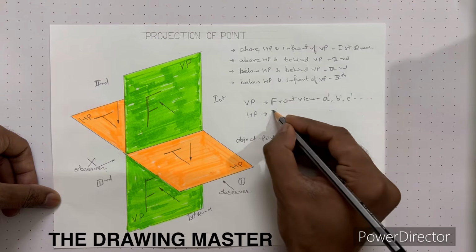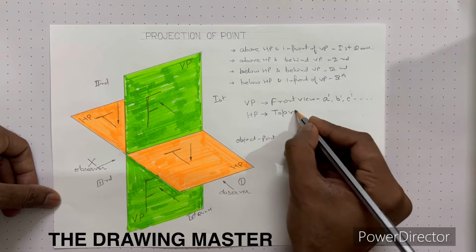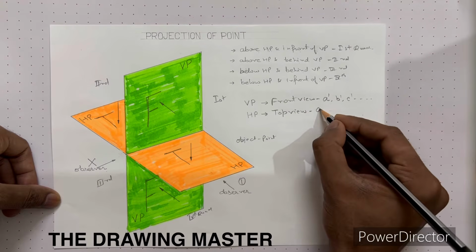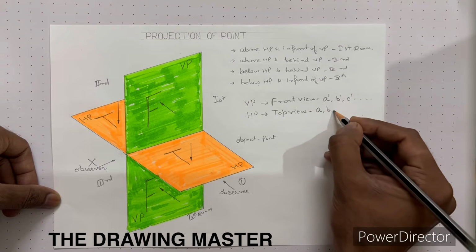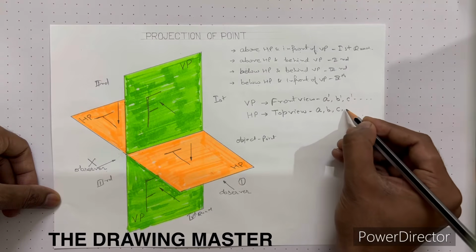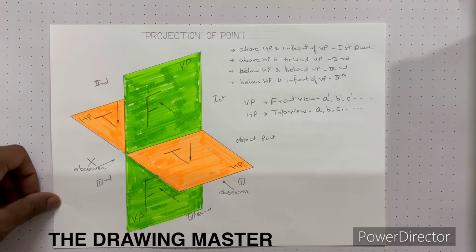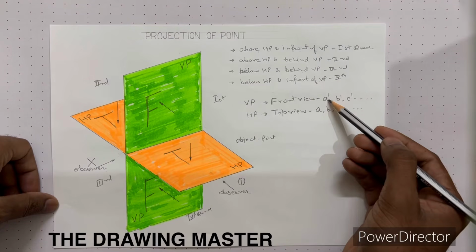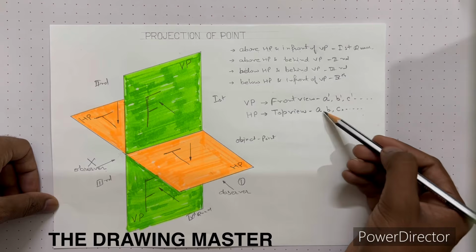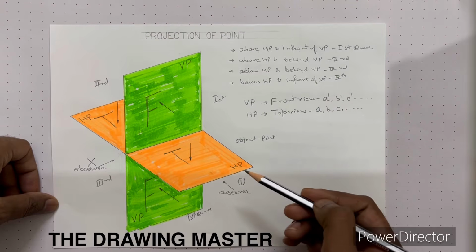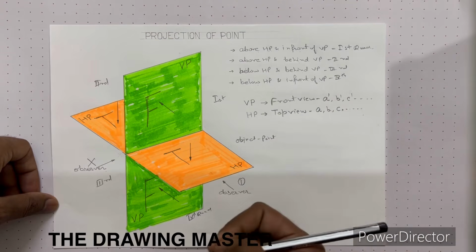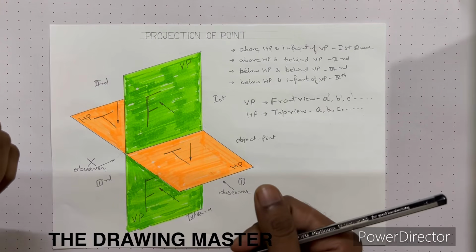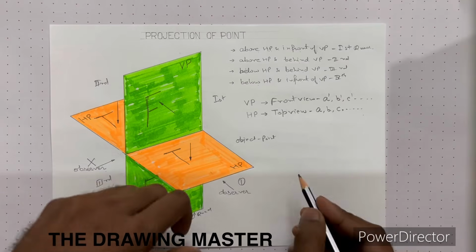HP contains the top view and its labeling is lowercase letter without dash, A, B, C, and so on, right? Front view is lowercase letter with dash and top is lowercase letter without dash. So last part of the concept, how to draw this, right? Let's write one formula.